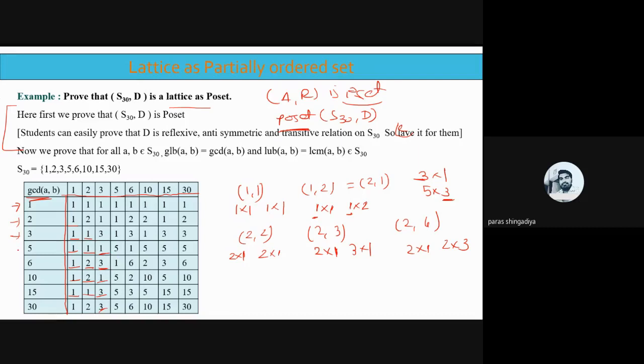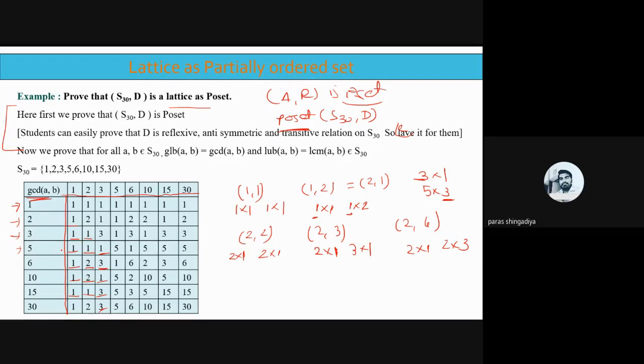And then after the fourth column is a 5. The value is 5, and make it pair 5 with 5. So the answer is 5. 5 with 10. So 5 और 10 का GCD होगा 5 itself. ठीक है? 5 into 1 and 5 into 2. So common divisor उसमें है 5.